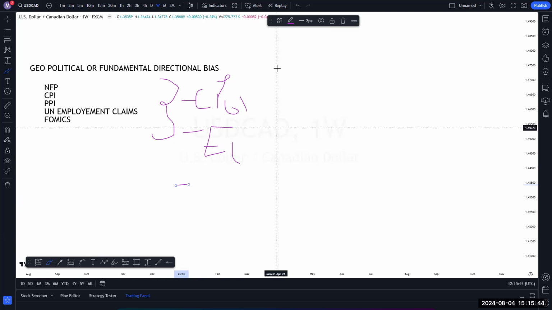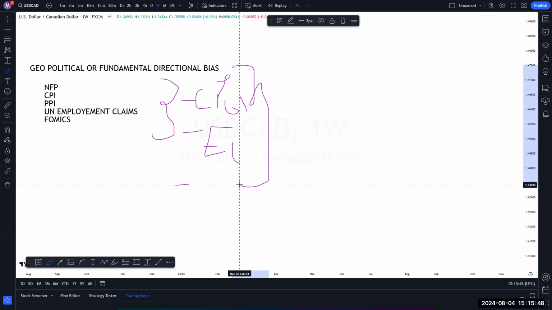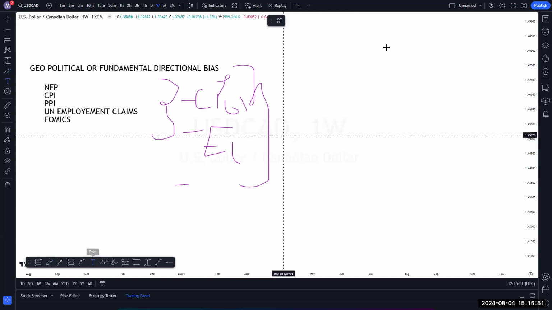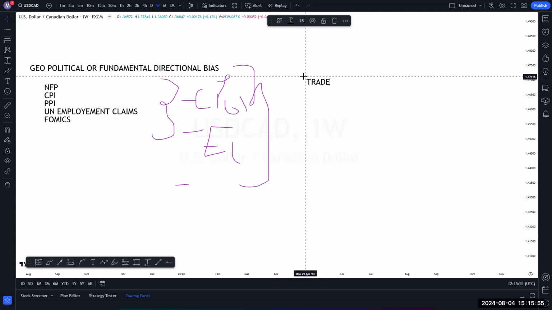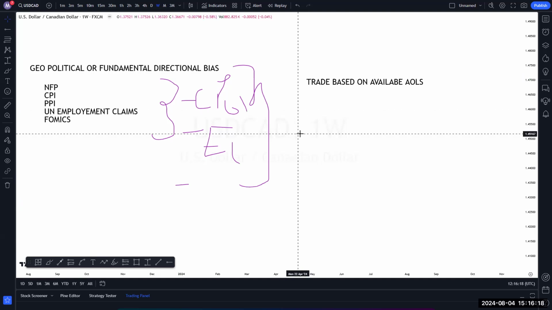Whenever we are trading this kind of news, we always trade based on the available areas of liquidity. Now, there is no specific strategy designed to trade these news, like how other mentors out here always say we have a news trading strategy. No, it's not there. We trade based on structure and liquidity available.